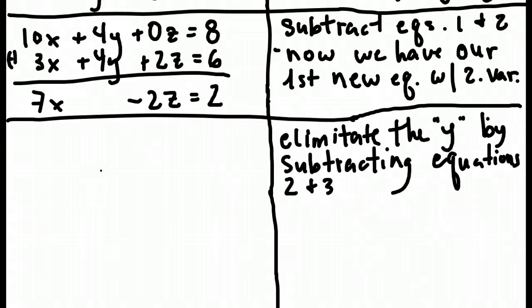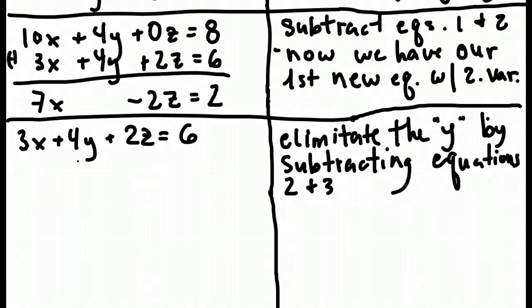Okay, so what we have is 3x plus 4y plus 2z equals 6. That's equation 2. And then our third equation is 7x plus 3y plus 4z equals 29.